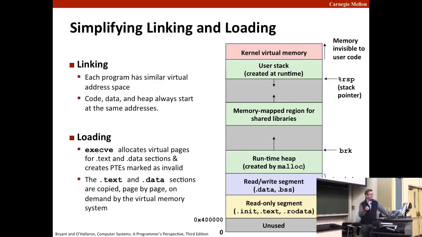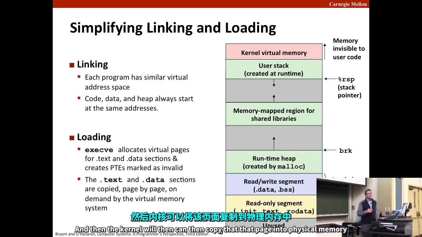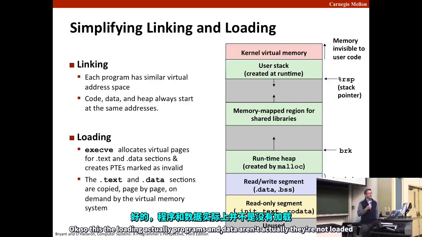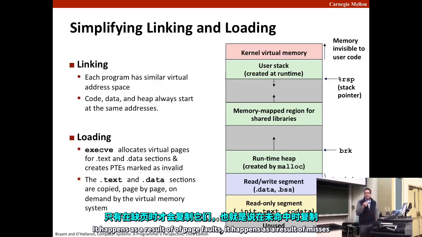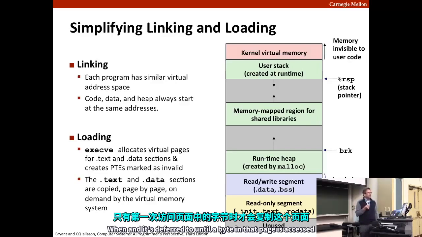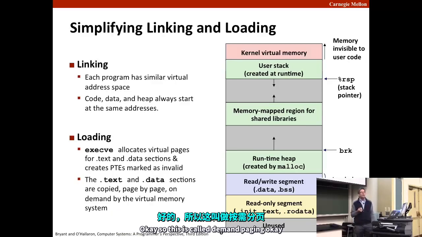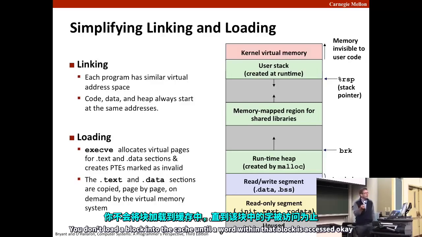So it's kind of a trick. Right? And then that triggers a page fault to the kernel, and the kernel can then copy that page into physical memory. So programs and data aren't just copied into memory up front. Loading happens as a result of page faults, as a result of misses, and it's deferred until a byte in that page is accessed. This is called demand paging. But it's really just like any of the other caches we've looked at, right? You don't load a block into the cache until a word within that block is accessed.